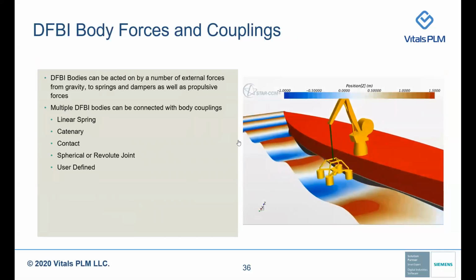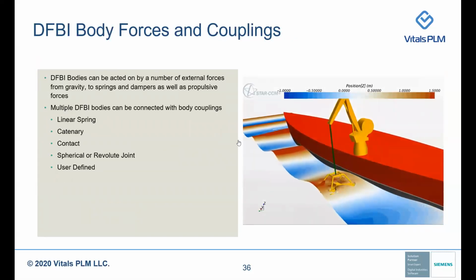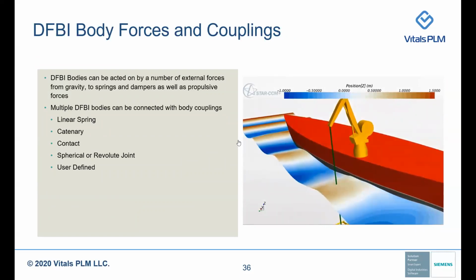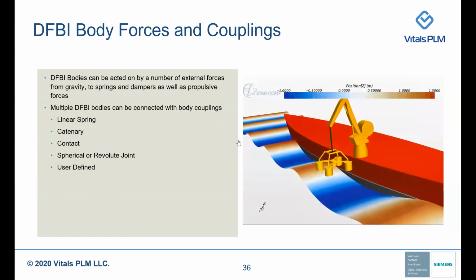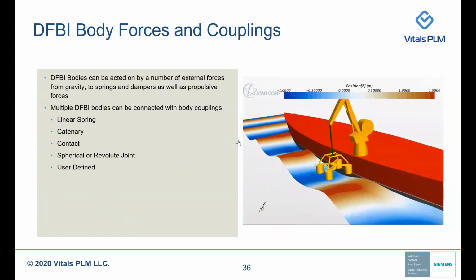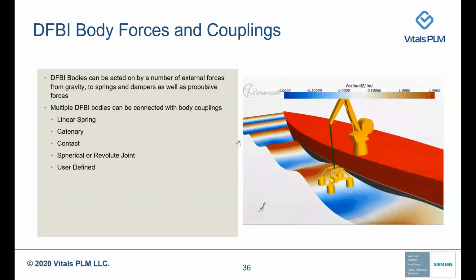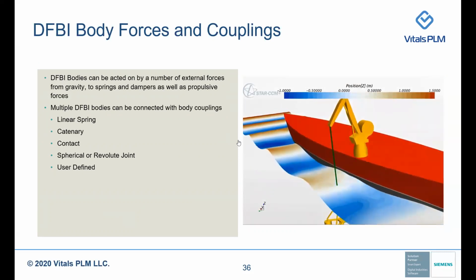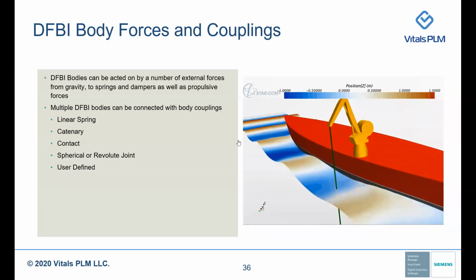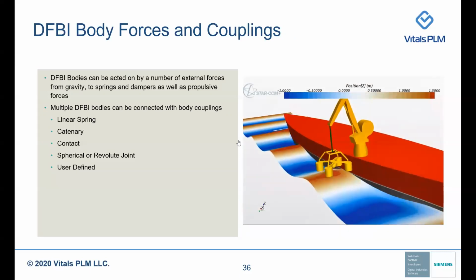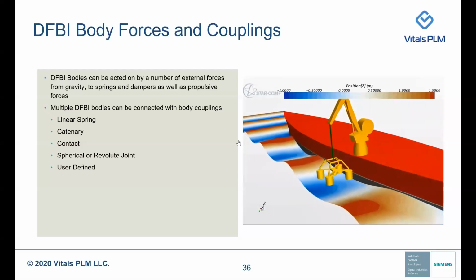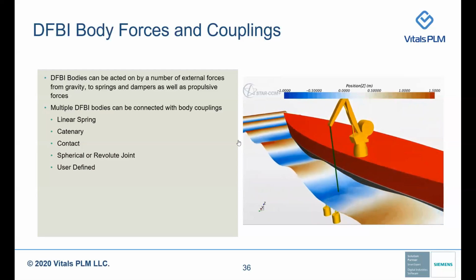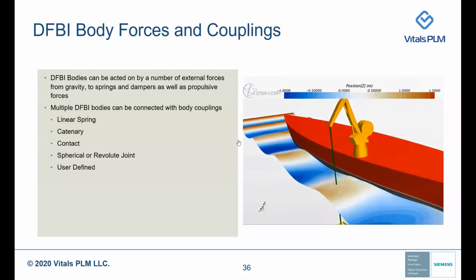Another option available in the DFBI to model the complex geometry is to include the forces and couplings acting on the DFBI bodies. Here, in this marine example, the component which is dropped into this free surface water has been connected to some catenaries, and all these mechanical connections can be modeled easily and efficiently using these options available in the DFBI framework.